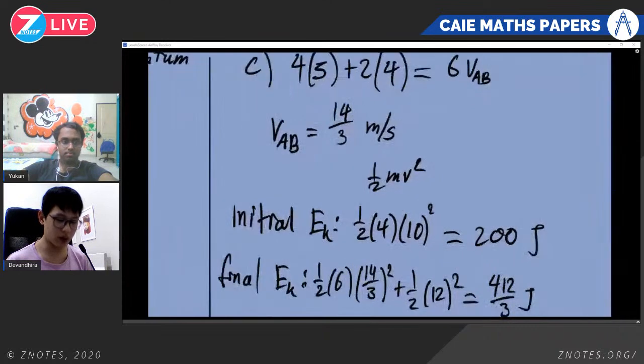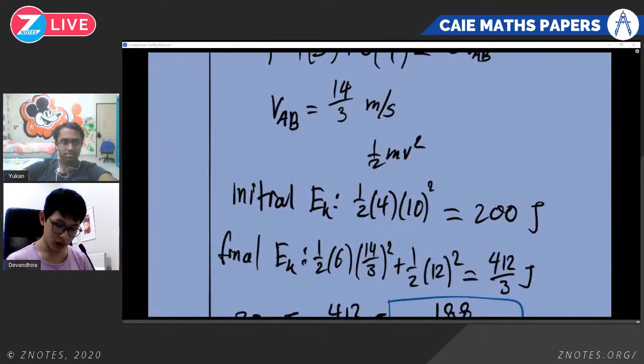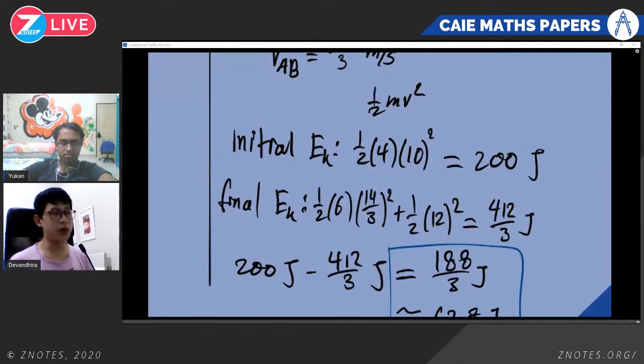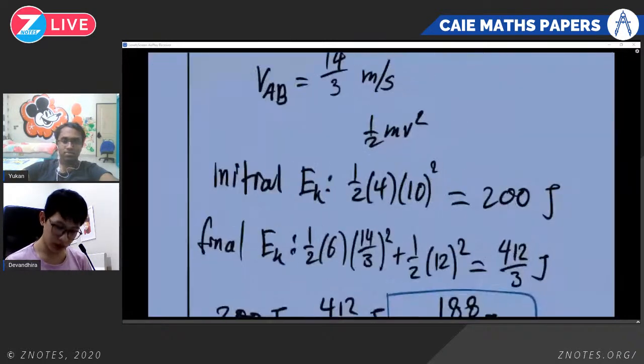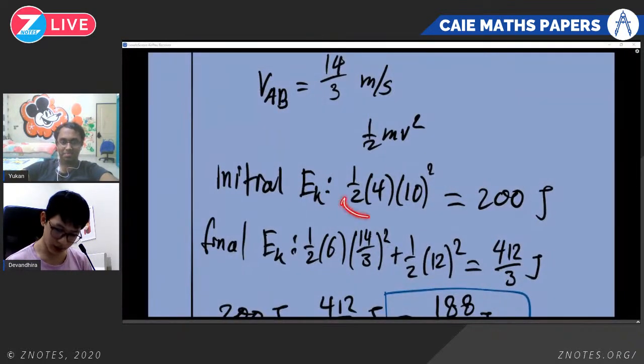We're looking for the total loss of kinetic energy, correct? Now, to get the total loss, of course, you need to find the initial kinetic energy and the final kinetic energy. So the initial, of course, is the very beginning of when all this happened, that A is moving at 10 meters per second, correct? Right here.